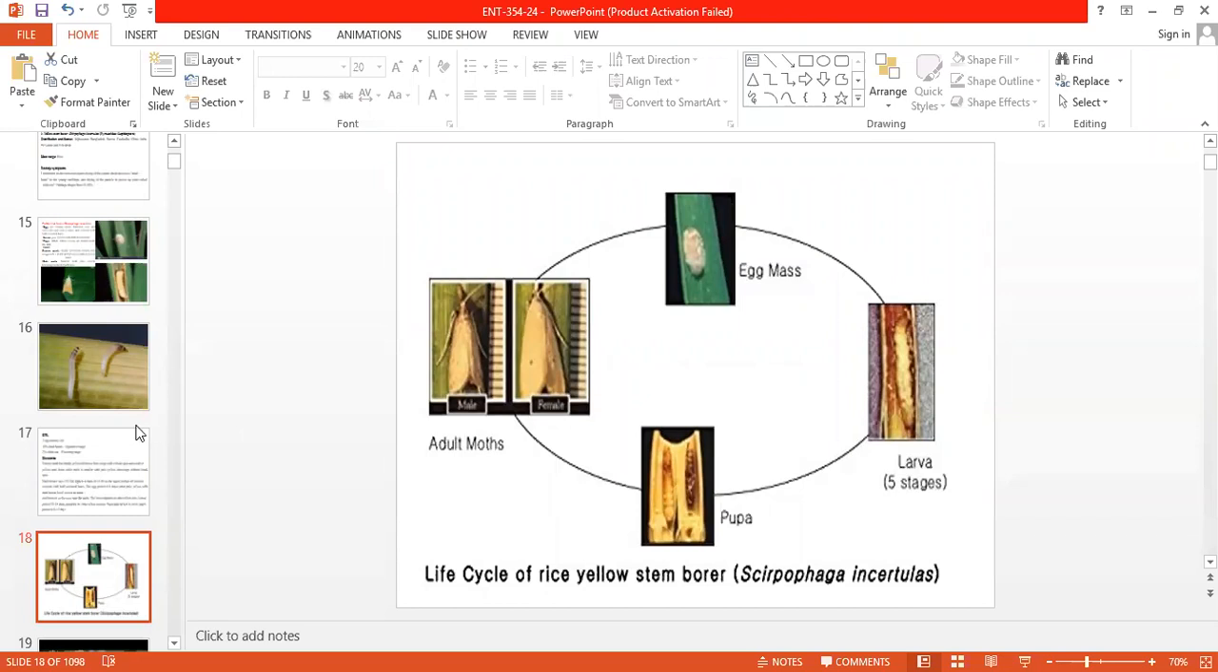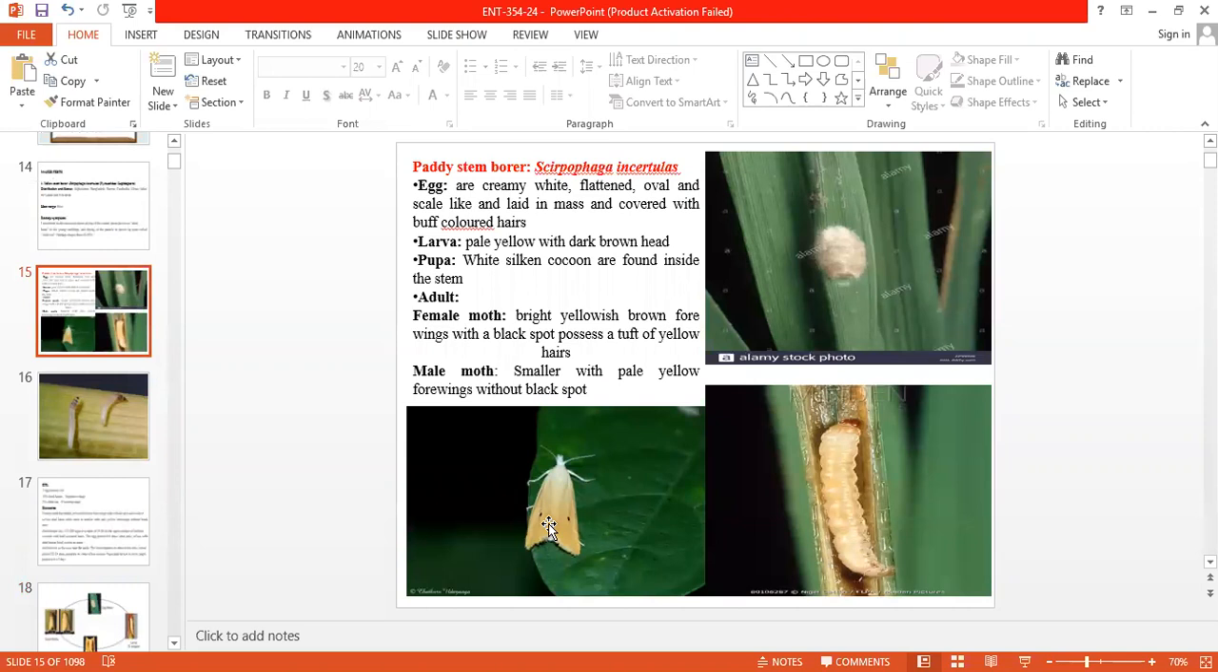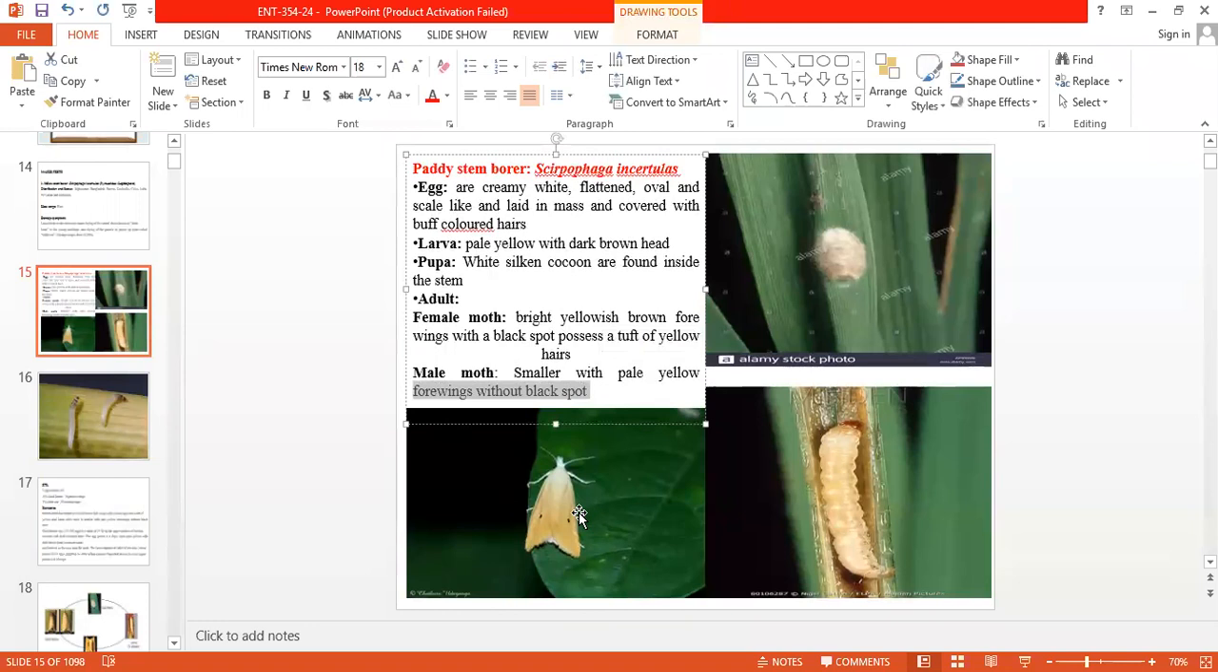Then the fourth stage, that is the adult, female moth and male moth. The female has bright yellowish brown forewings with black spots on the forewings. The male is comparatively smaller in size than the female, and the male's forewings are without black spots. So we can easily distinguish male and female adults of yellow stem borer by the presence of black spots on their forewings.